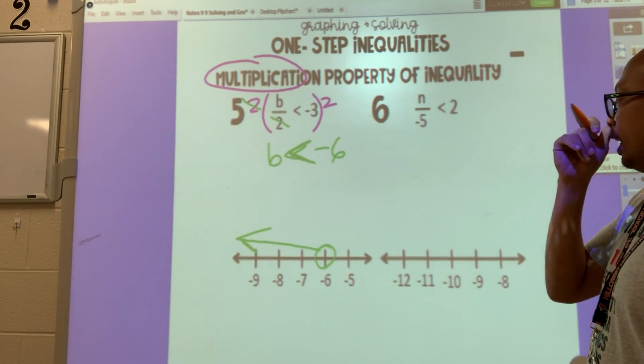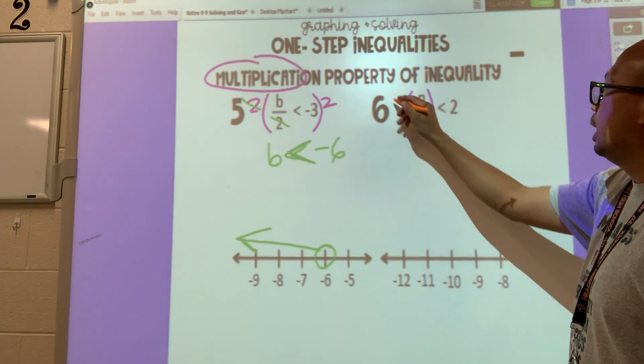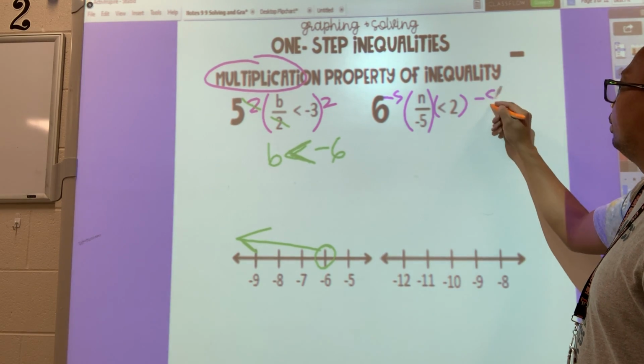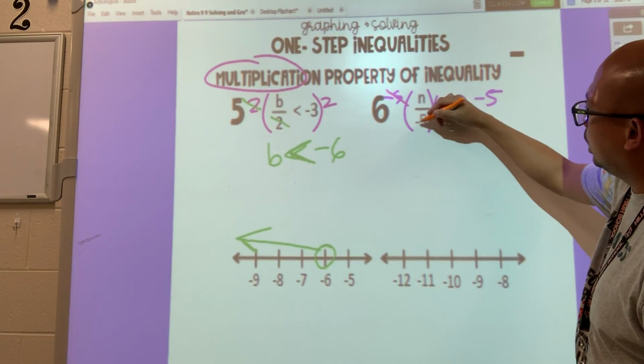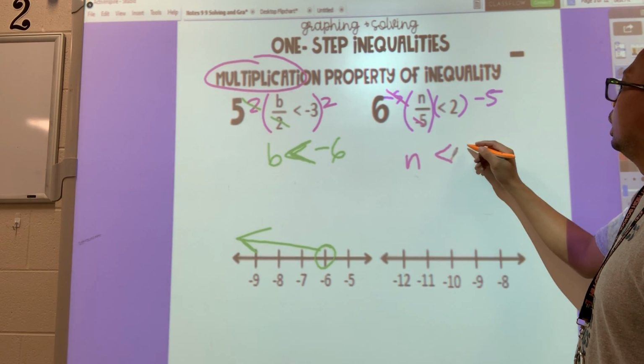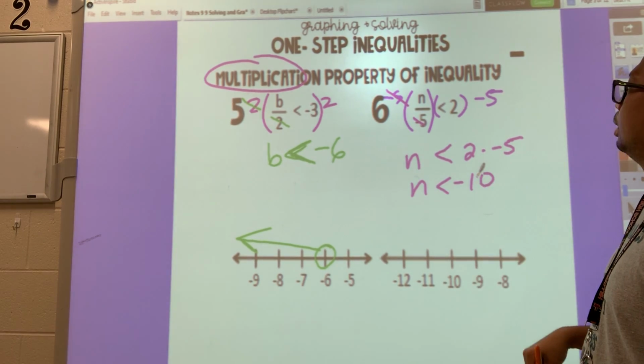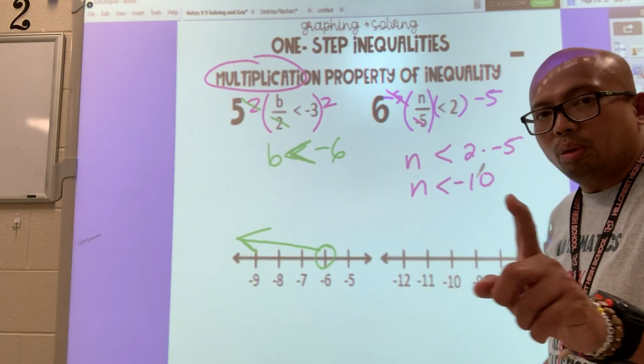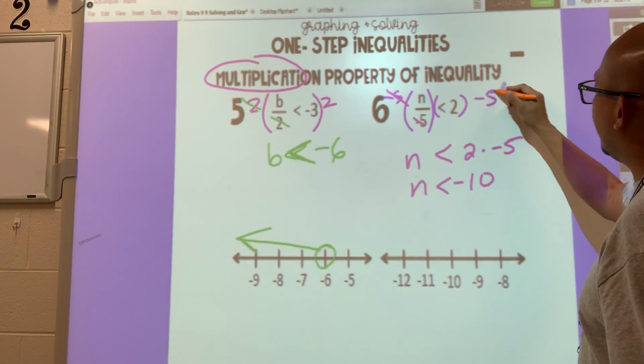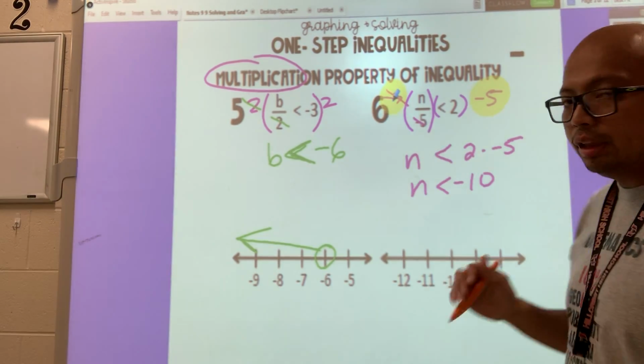Here, n over negative 5 less than 2. So we multiply this by negative 5 and negative 5. This crosses out. And less than 2 times negative 5 will give you negative 10. But take note, we multiplied by a negative number. Every time, here's a secret: when you multiply by a negative number or divide by a negative, you're going to flip the inequality. That's the only secret, okay?